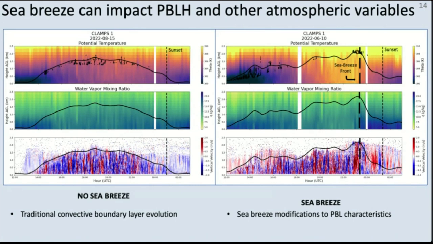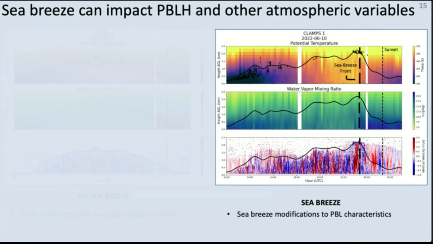On the left-hand side is a case in which there was not a sea breeze observed at this site. And we can see your typical PBL evolution throughout the day with the growing convective mixed layer taking shape just before 14 UTC, a gradual building of this mixed layer before reaching a pretty steady height of about 1,600 meters for a few hours before starting to decay around the evening transition time.